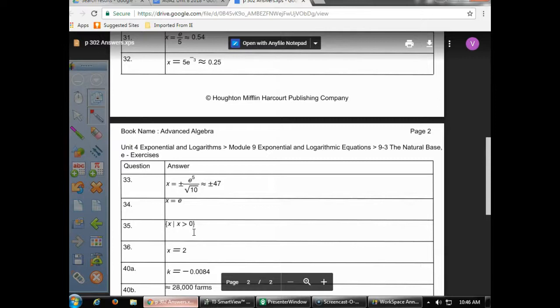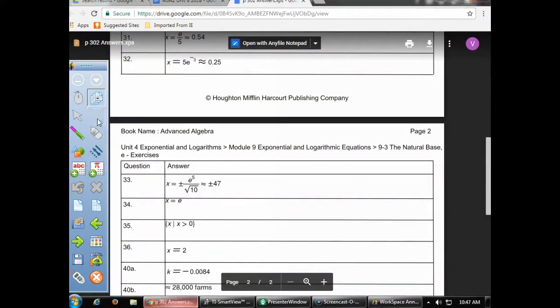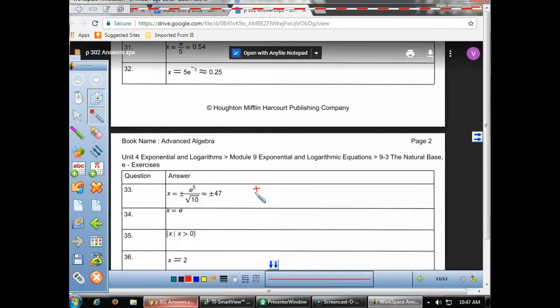So, was that 35? No, that was 33. So here it is. We had gotten to plus and minus under the radical e to the 10th over 10. Now what I was going to show you is, you remember that when you have a 2 here, it's just 10 over 2. E to the 5th, square root of 10 is still here, and it is the plus and the minus. Okay, so these are some good problems to get you to think through things. Now, then they put it in the calculator and got the answer there.